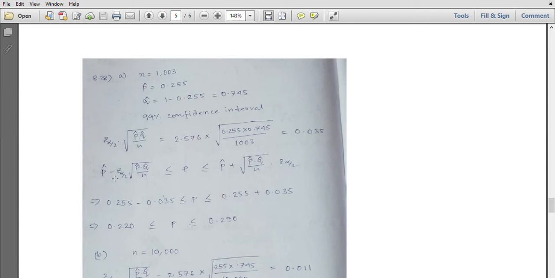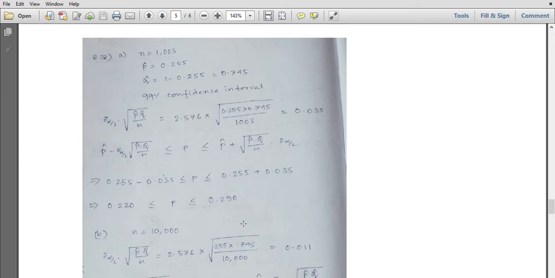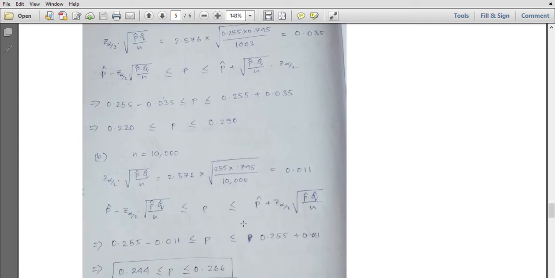The lower limit will be P hat minus Z into the root of P hat into Q hat by N, and the upper limit will be P hat plus the root of P hat Q hat by N into Z. So we have got this confidence interval. The population proportion P will be lying somewhere between 0.220 and 0.290. This is the range. Now if we increase the sample size, the new confidence interval that we are getting is 0.244 to 0.266.